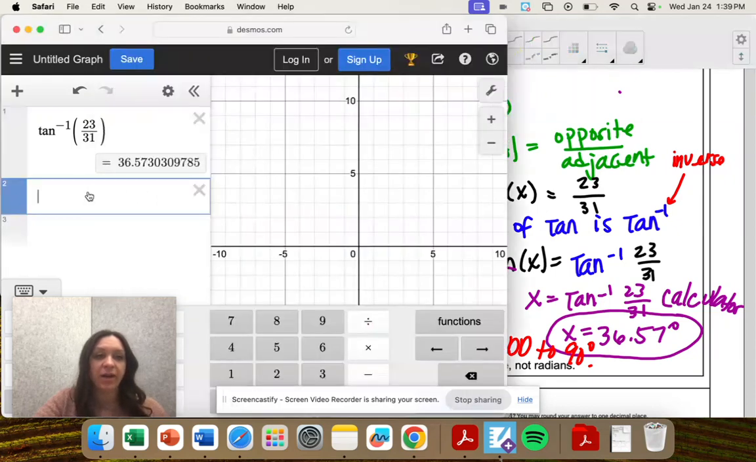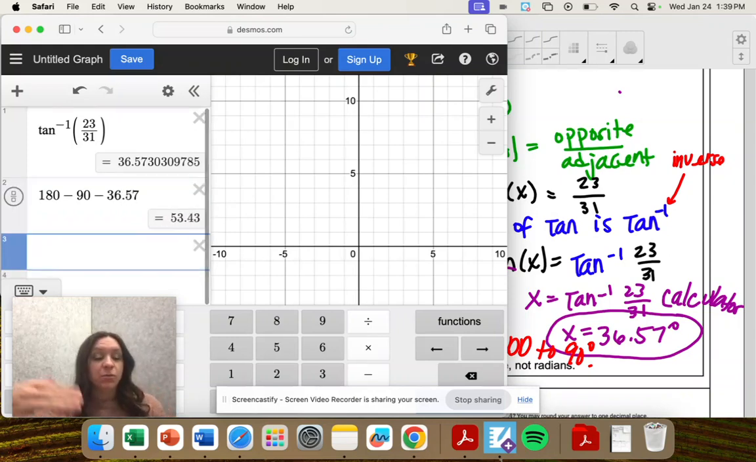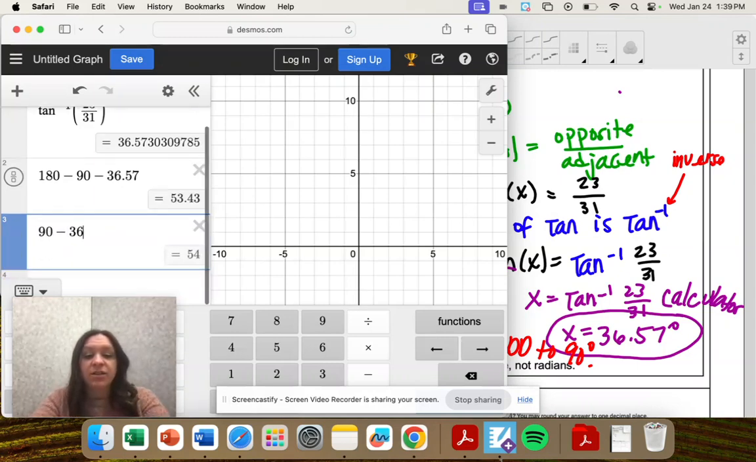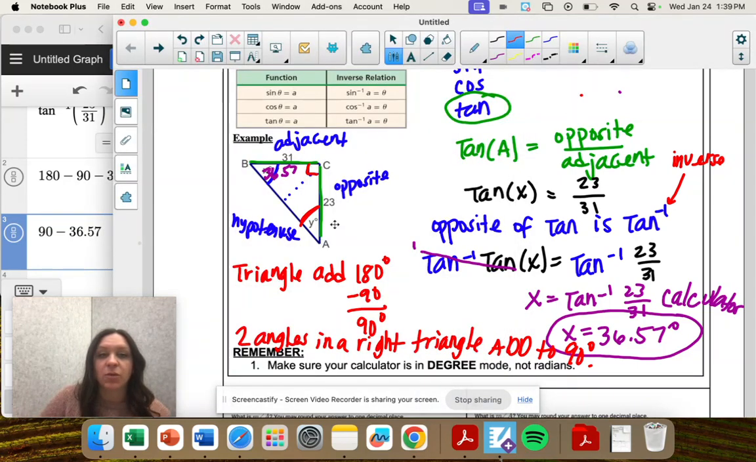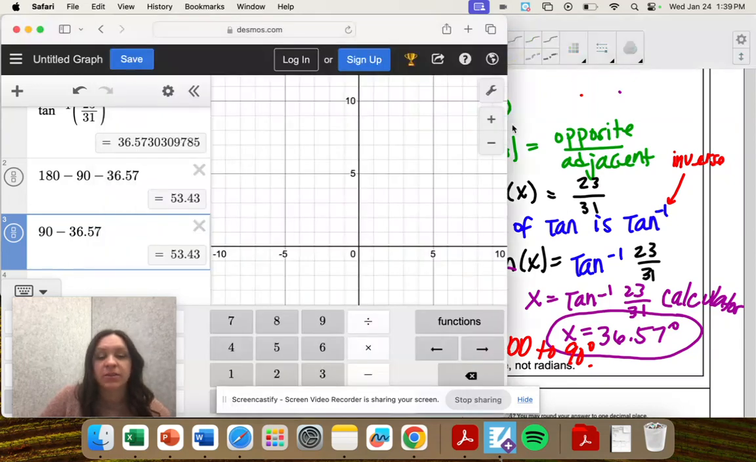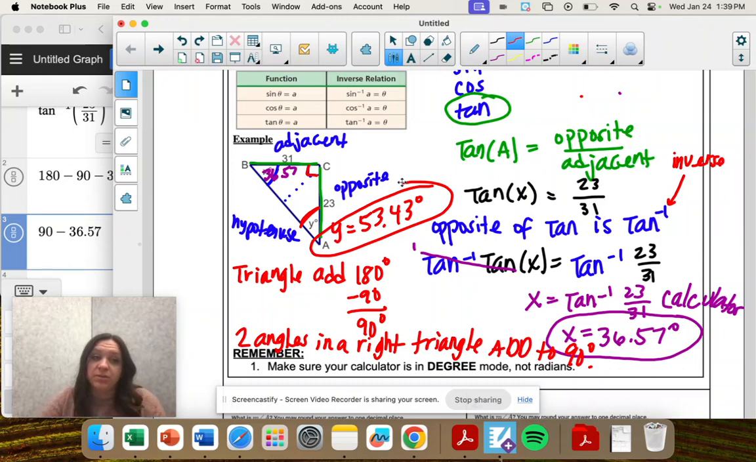If I want to find y, I can still do 180 minus 90 minus 36.57. That's fine. But you don't need the 180. You can just do 90 minus 36.57, and you're going to get the same answer. And that's angle y. So y equals 53.43 degrees. So in this section, we're going to use inverse trig functions to find angles.